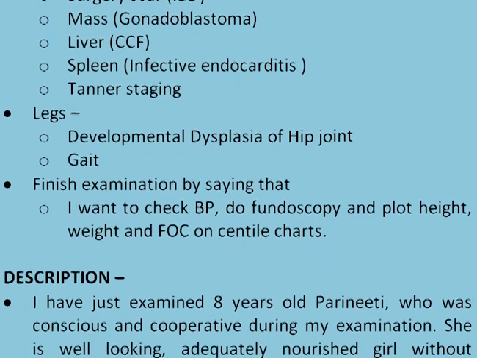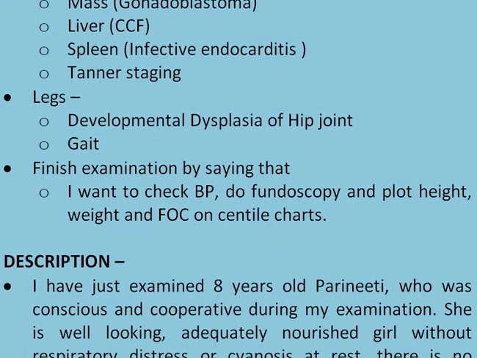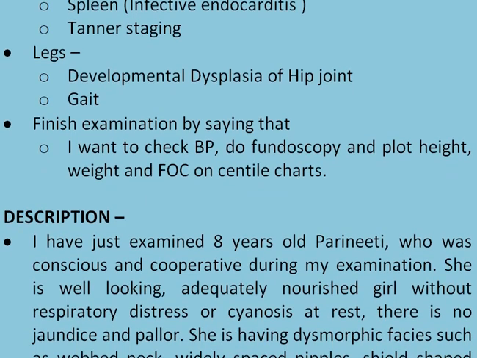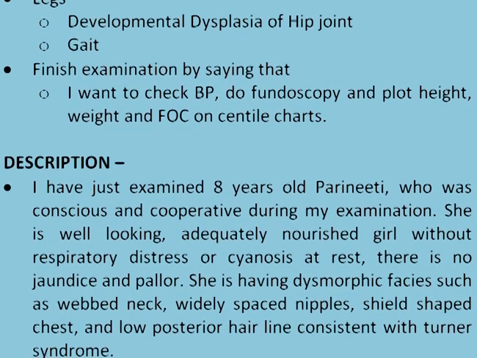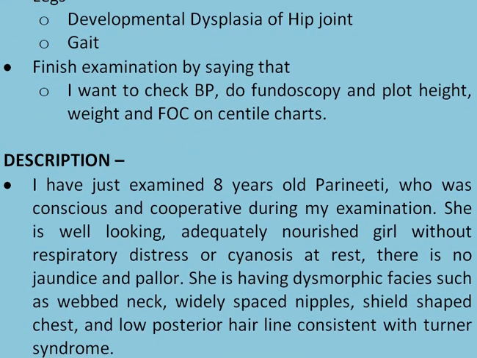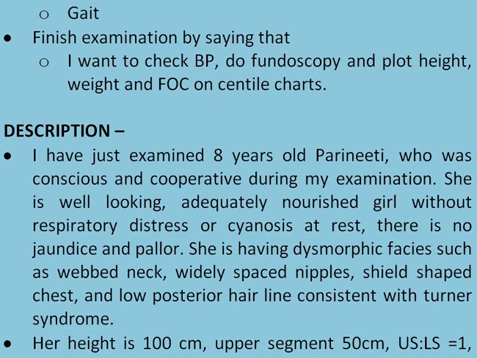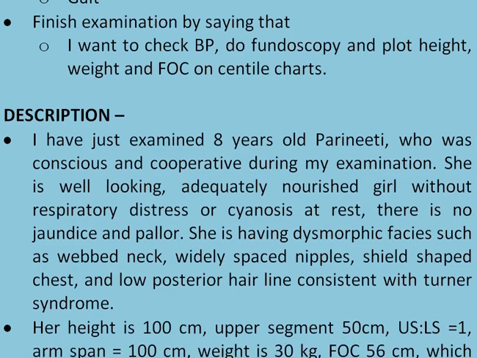So I have made a hypothetical description; you can make your own. My description was: I have just examined 8-year-old Pariniti, who was conscious and cooperative during my examination. She is a well-looking, adequately nourished girl without respiratory distress or cyanosis at rest. There is no jaundice and pallor. She has dysmorphic facies such as webbed neck, widely spaced nipples, shield-shaped chest, and low posterior hairline, which are consistent with Turner syndrome.